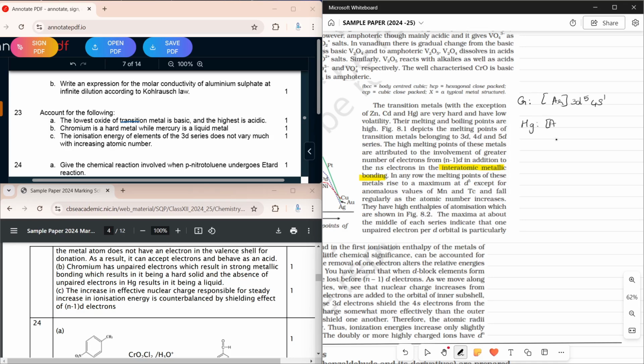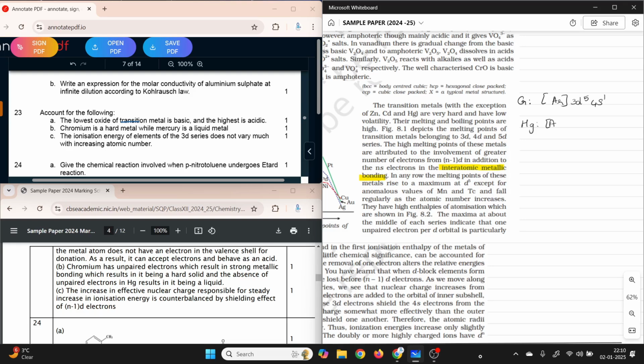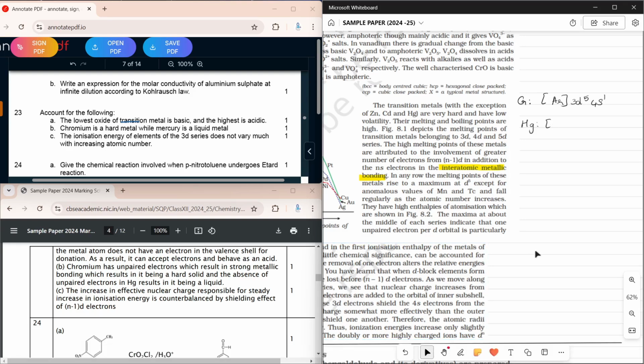Oh, sorry, different line. Xenon, 4f14, 5d10, 6s2. So one very important difference between these two is that chromium has unpaired electrons, mercury does not.